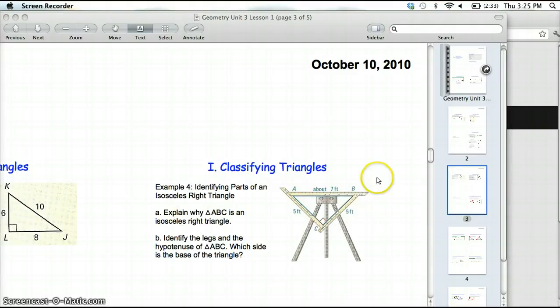Classifying triangles here, we'll notice again that we have a right angle, making this a right triangle. Then classifying by side, we have two sides that are congruent, making it an isosceles triangle. Therefore, it is an isosceles right triangle.